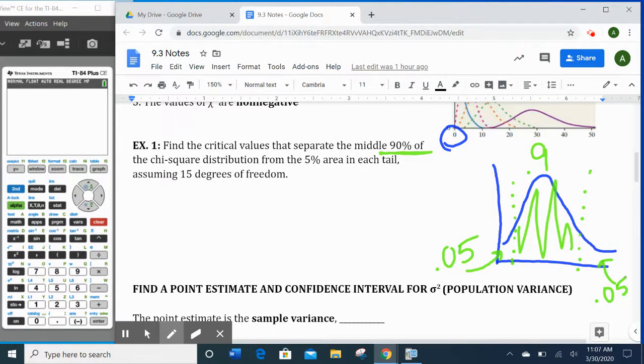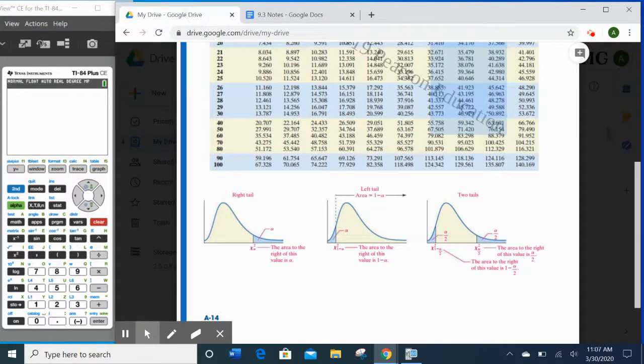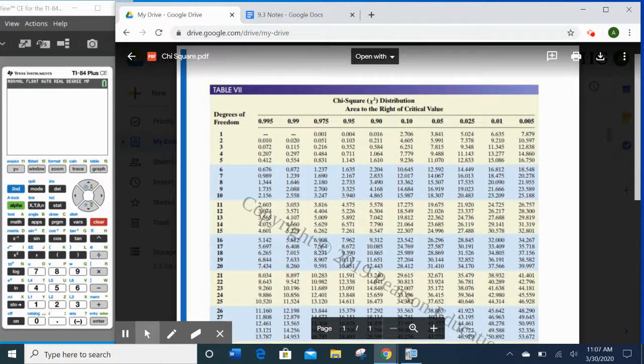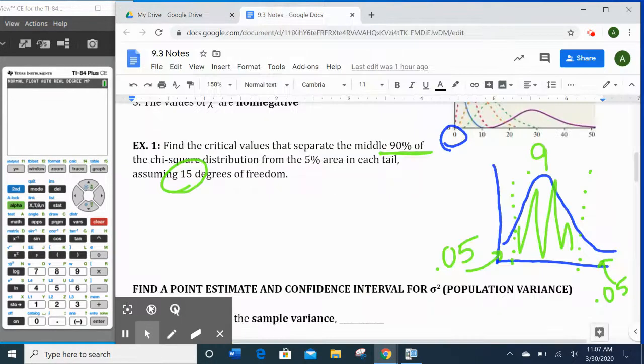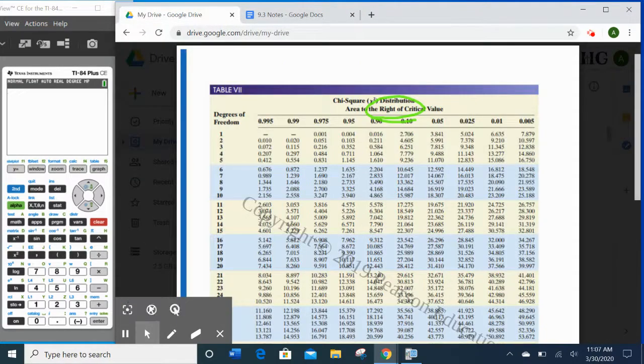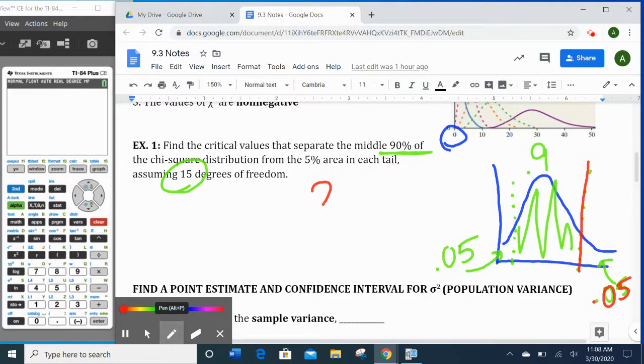So I will use 15 degrees of freedom to try and find these critical values. The chart deals with area to the right of the critical value. So when I look at this critical value, I'll make it the red critical value, the area to the right is 0.05, and with 15 degrees of freedom, that critical value is 24.996.